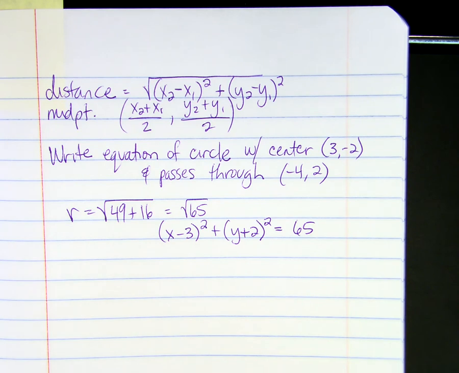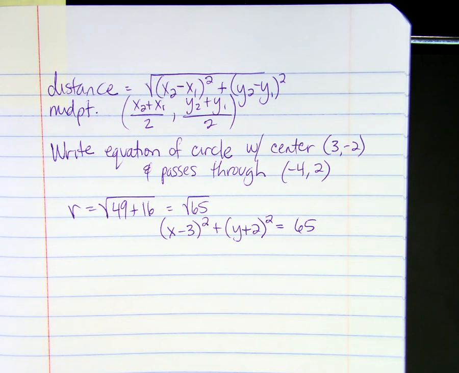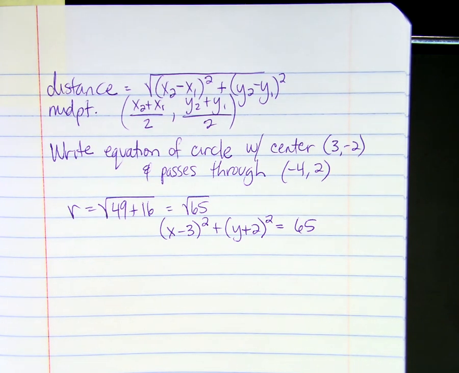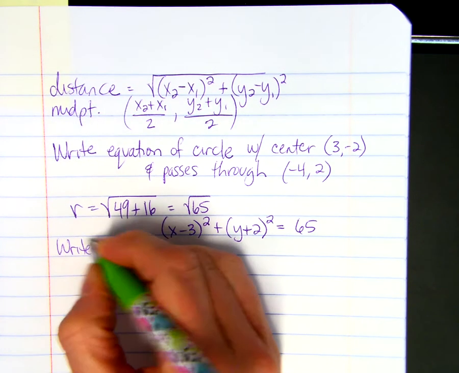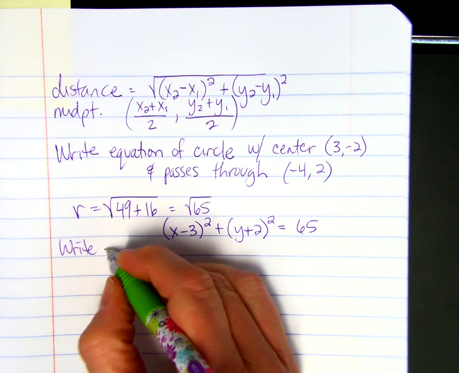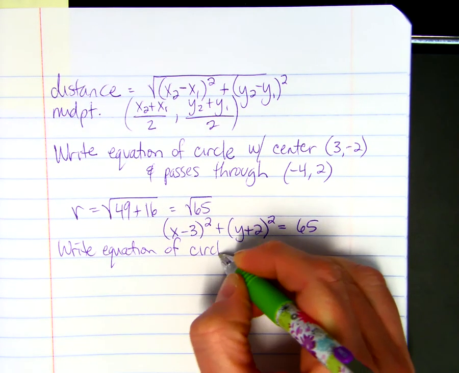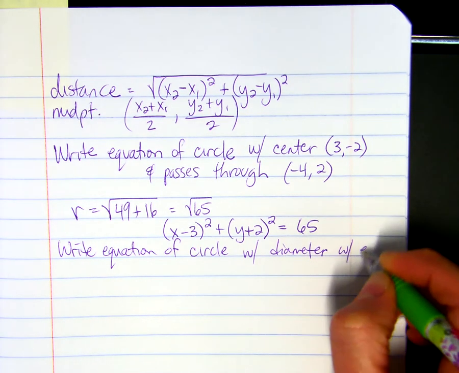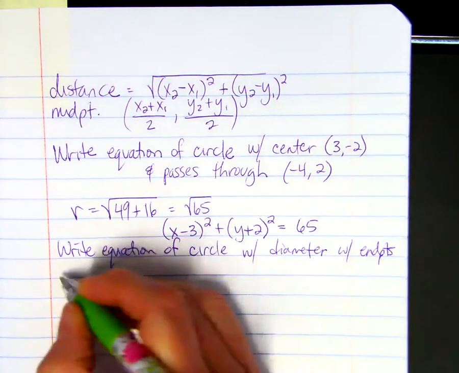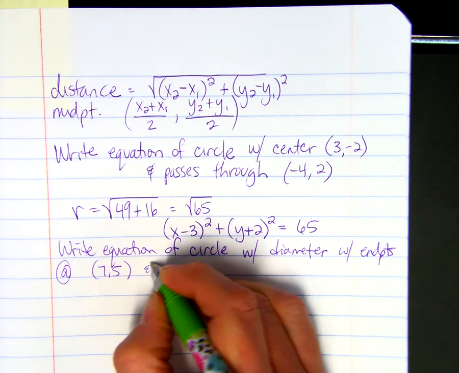Now sometimes they'll give you the endpoints of a diameter. Then you'll be able to find the center, and the radius. It'd just be the midpoint, because in every diameter, the midpoint is the center. So if we say write the equation of a circle with diameter with endpoints at 7, 5 and 3, 3.